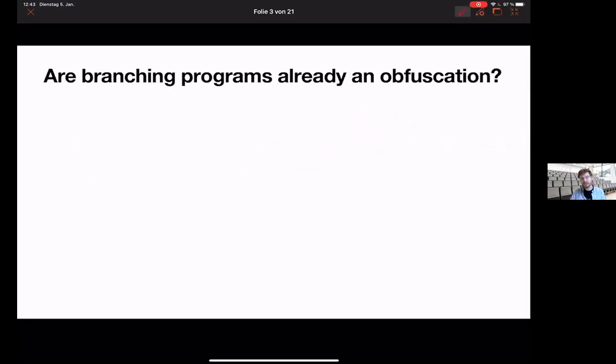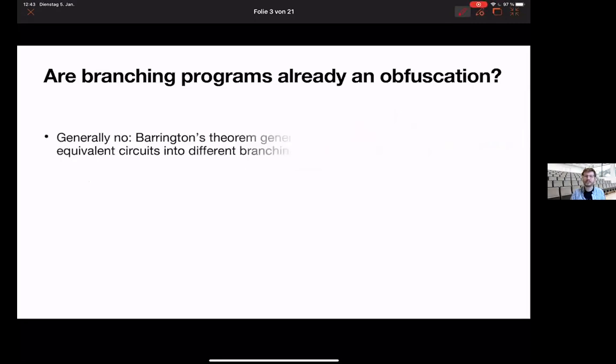A natural question one might ask oneself is, are branching programs maybe already a form of obfuscation, or is Barrington's theorem a kind of obfuscator? Does it turn NC1 circuits into unintelligible branching programs? And the answer is generally no. Barrington's theorem turns different but functionally equivalent circuits into different branching programs.